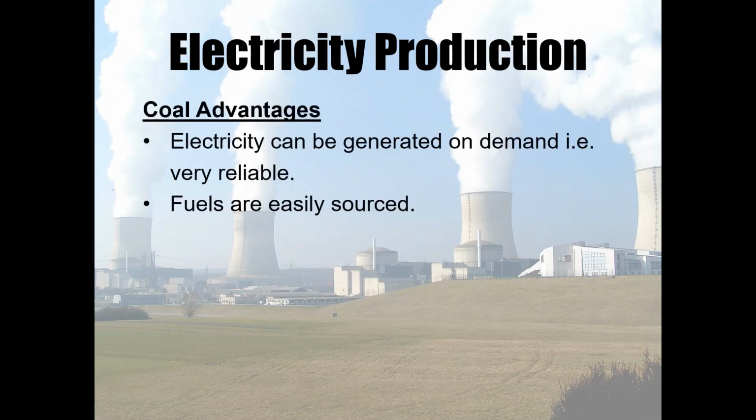So we're going to start with coal. I think one of the key ones with coal is the reliability of coal. So if a power station wants to be producing 5 gigawatts on Sunday at 2 o'clock, it will produce 5 gigawatts on Sunday at 2 o'clock, because it doesn't rely on anything other than having that coal. And because coal is so easily sourced, it is something that you can produce on demand.